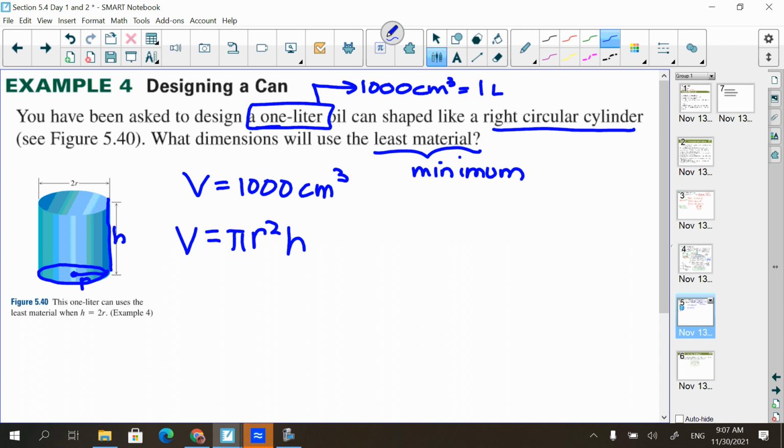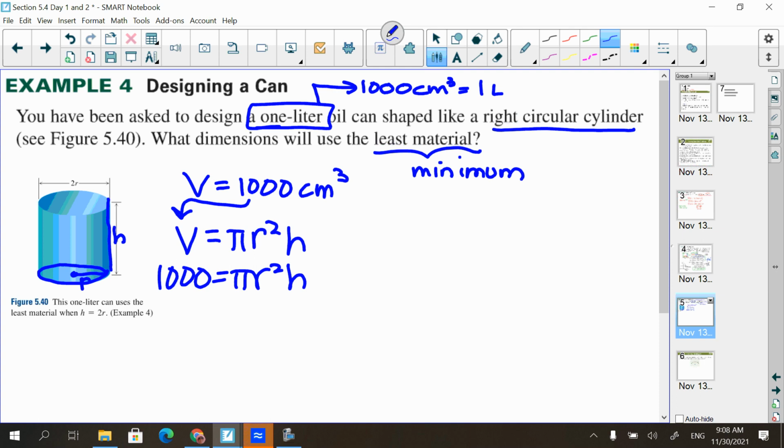And here's where we start getting into the alphabet soup, where we have all kinds of different letters involved. Right now, you could substitute this 1,000 into the volume. But you don't know whether to solve this for r or to solve it for h. Sometimes you want to solve it for r, and sometimes you want to solve it for h, depending on the other information that's given in the problem.